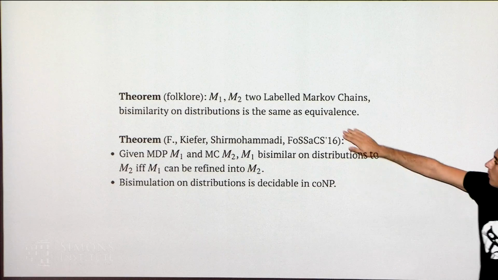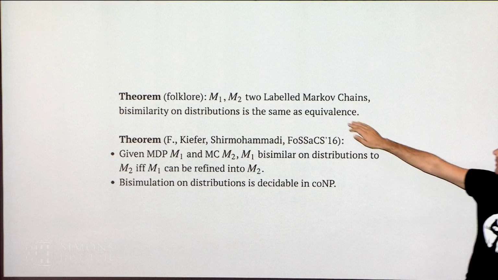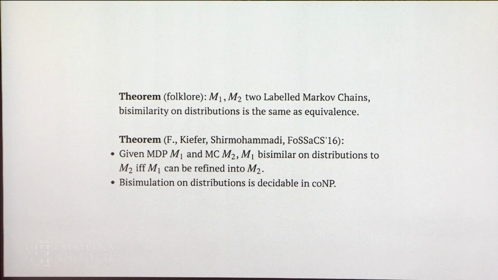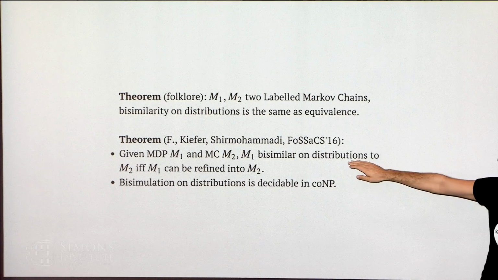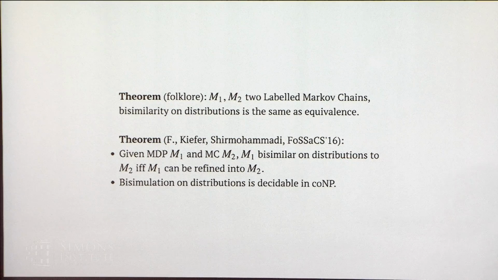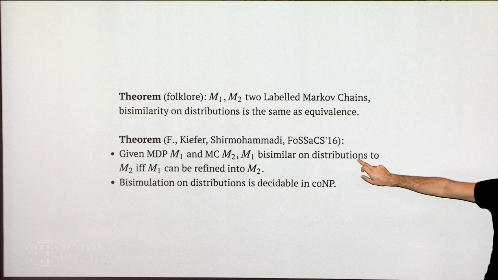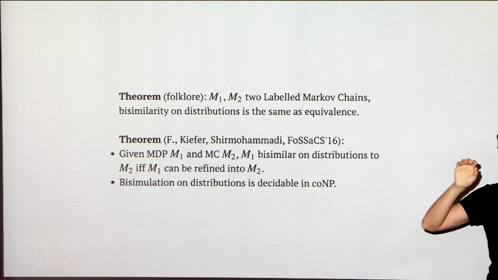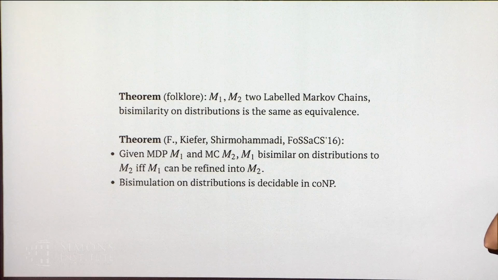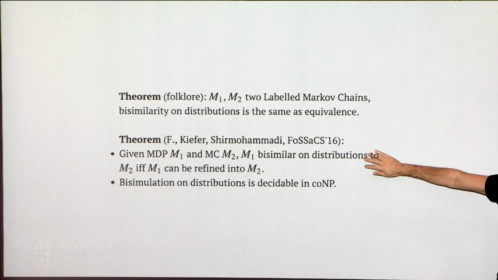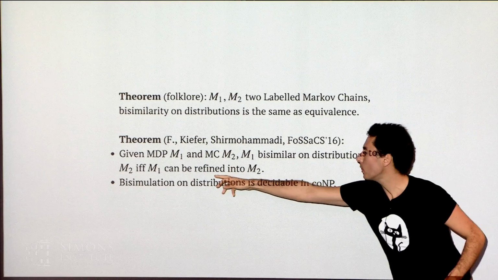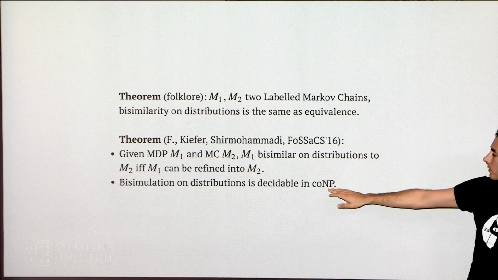What we proved, so first of all, let me start with a folklore result, that if you take two Markov chains, where you don't have strategies, then being bisimilar on distributions, as I explained just before, is the same as the equivalence, saying that the two functions for these Markov chains are equivalent. And now, if on one side you have an MDP and on the other side you have a Markov chain, then bisimilarity on distributions is really the same as the question I was asking before, meaning does there exist a strategy for the first one that makes it equivalent to the second? So this means that to look at this problem, you can just look more generally at bisimilarity on distributions, and this is what we proved to be in CoNP.